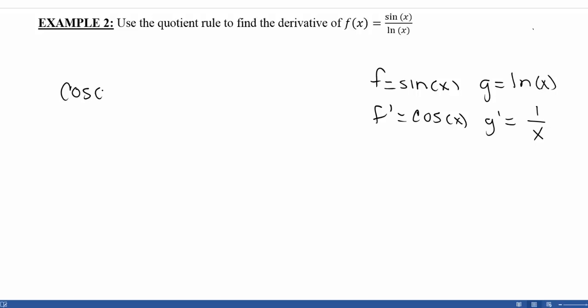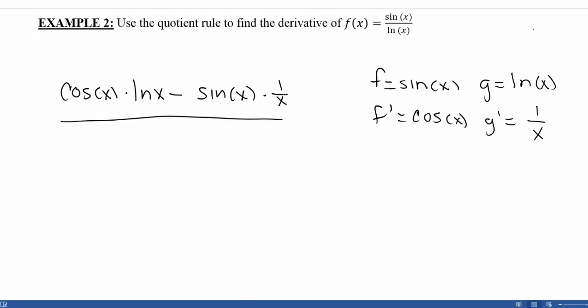So cosine of x times ln of x minus f times g prime, so sine of x times 1 over x, all divided by g squared, so the natural log of x squared. So my first derivative using the quotient rule looks like this.